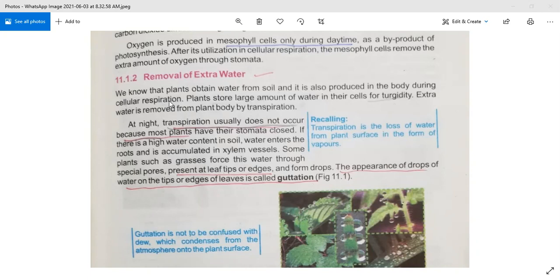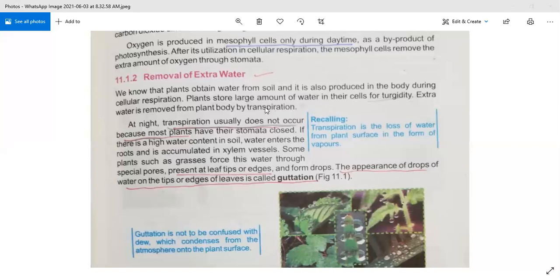So plants get water in two ways. First, it gets water from the roots. Secondly, mostly water is produced during cellular respiration. So plants store a large amount of water in their cells. Because of that, the cells of plants become turgid, they become swollen. So this process is called turgidity.